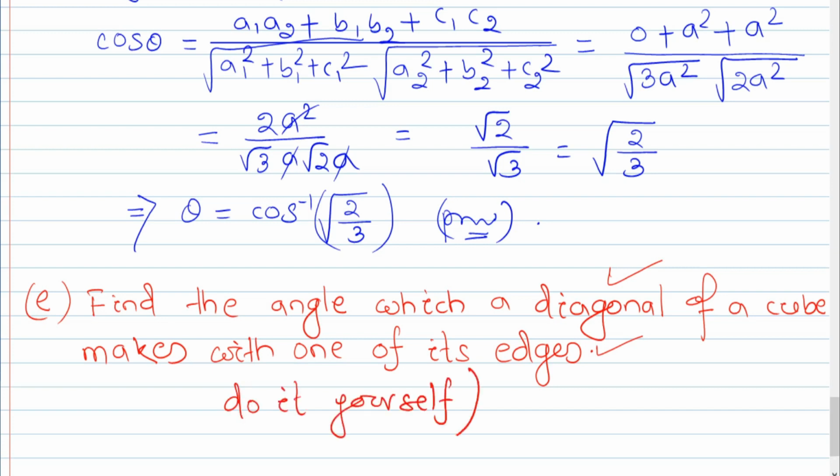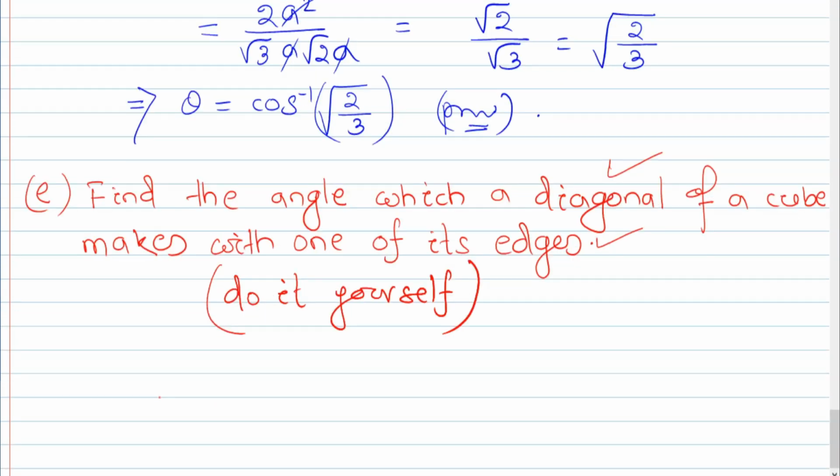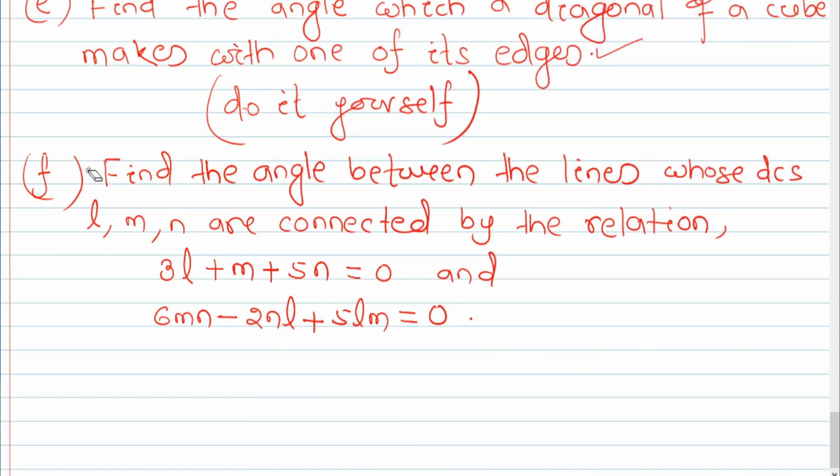Okay, if you face any problem, then you can ask me. Now we'll go to bit F, that is number 6, the last bit. Now we read question number F, the last bit. Find the angle between the lines whose DCs l, m, n are connected by the relation given. These two relations are given. You have to find the angle between the two lines. Now we'll take the solution.